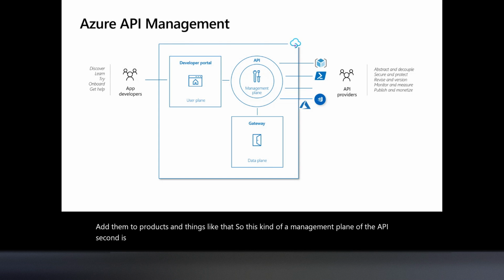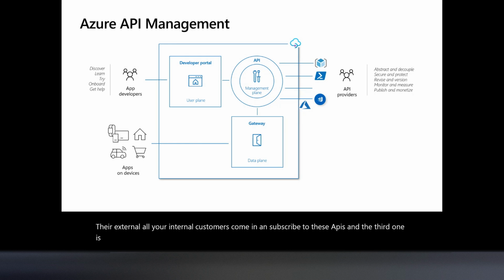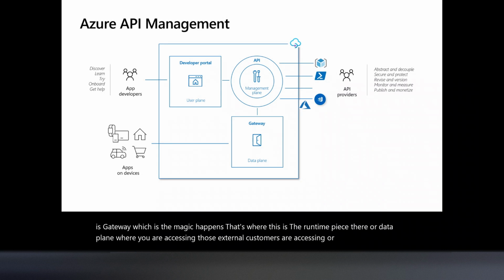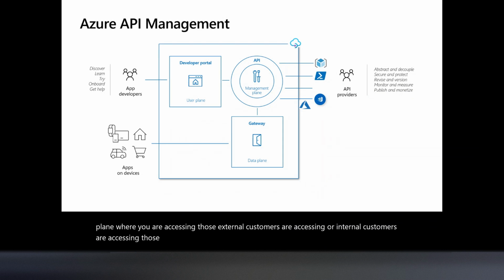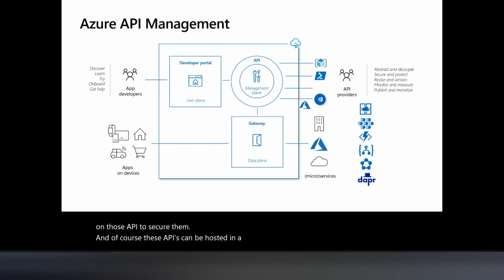Second is the portal, where external or internal customers come in and subscribe to these APIs. The third is the gateway, which is where the magic happens. That's the runtime piece, or data plane, where external or internal customers access those APIs, and where you have applied policies to secure them. Of course, these APIs can be hosted in AKS, App Service Environment, or your own VMs.